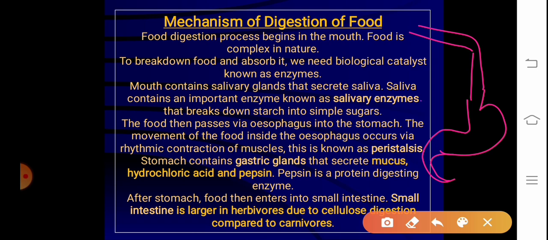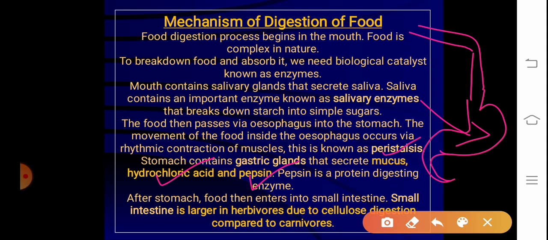Now, what are the things present in the stomach? The stomach contains gastric glands. What do these gastric glands secrete? They secrete mucus, HCl and pepsin. Actually, these are the enzymes secreted by the gastric glands. So what does the mucus do? You know that mucus is a slimy, slippery substance, right? This mucus helps the wall of the stomach by not being corroded.